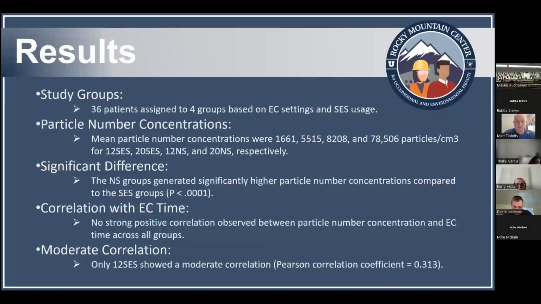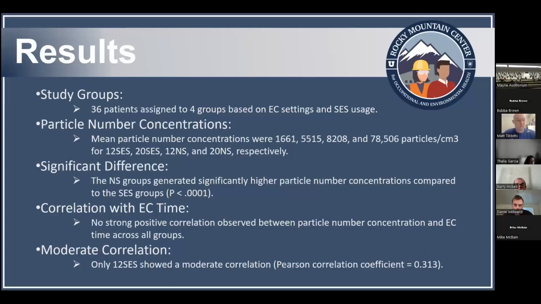36 patients, again, assigned to 4 groups. And then they found that the mean particle number concentrations were 1,661, and then 5,000, 8,000, 78,000 for the groups as we go from the least EC setting with evacuation system to the highest EC setting without. I know the numbers may not make sense for you right now.